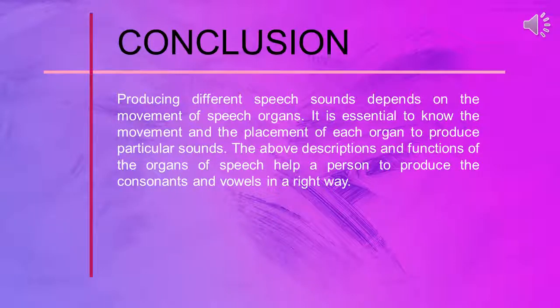Producing different speech sounds depends on the movement of speech organs. It is essential to know the movement and the placement of each organ to produce particular sounds. The above description and function of the organs of speech help a person to produce the consonants and vowels in the right way.